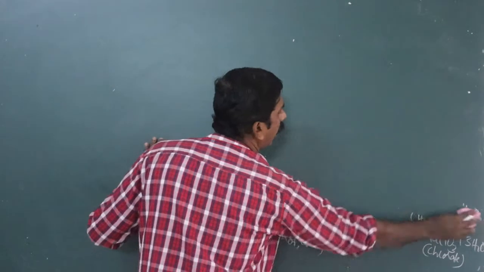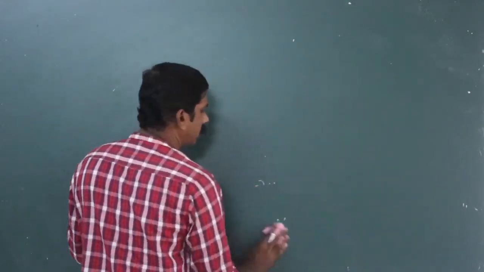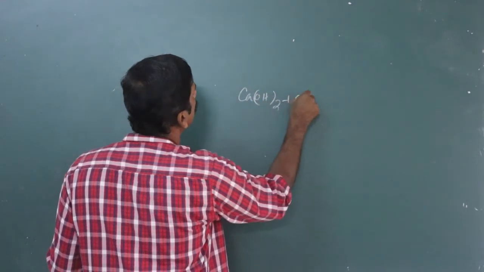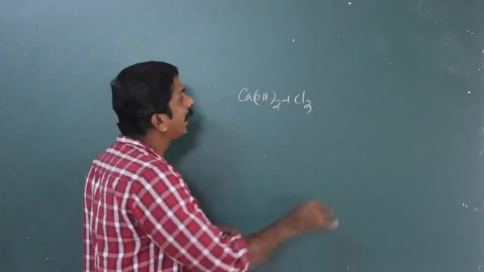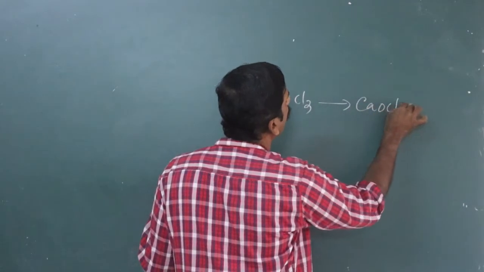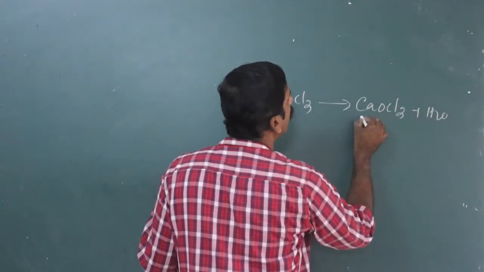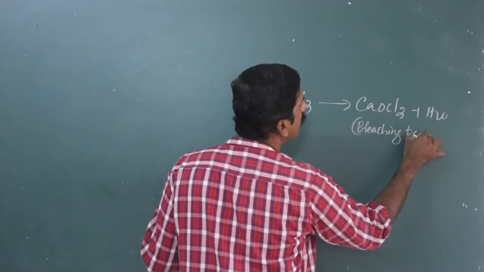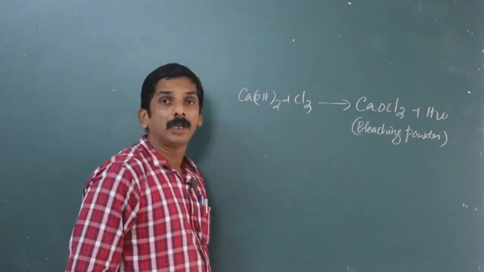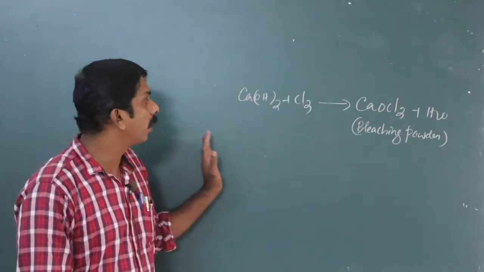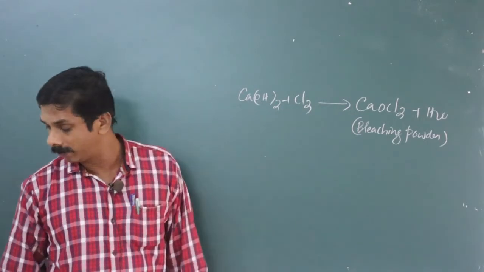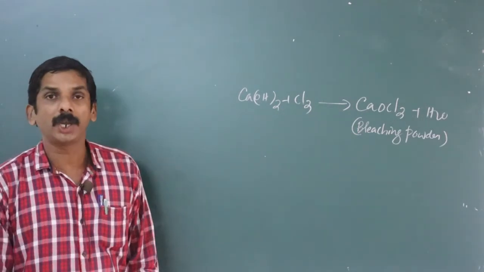And also, when chlorine is passed through dry slaked lime, Ca(OH)2, it gives CaOCl2. That product is called bleaching powder. When chlorine gas is passed over dry slaked lime, the product formed is bleaching powder.